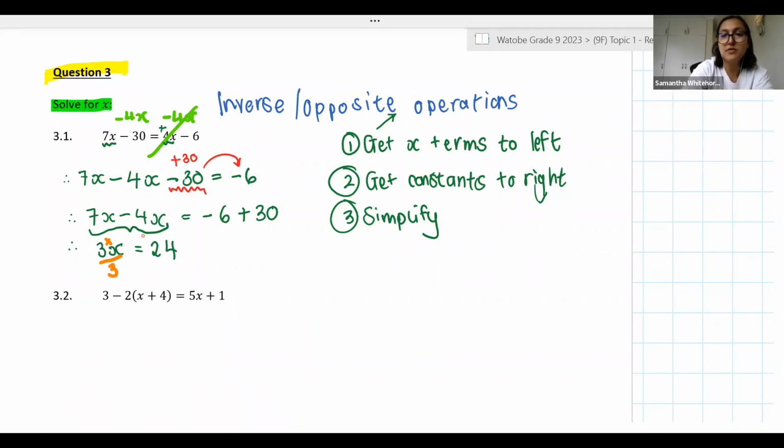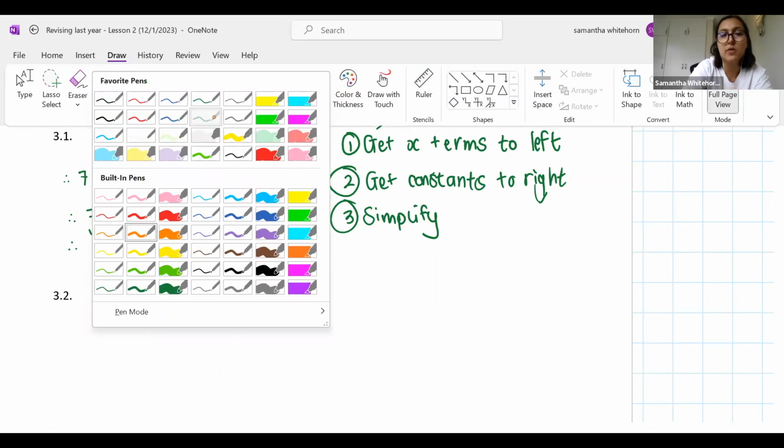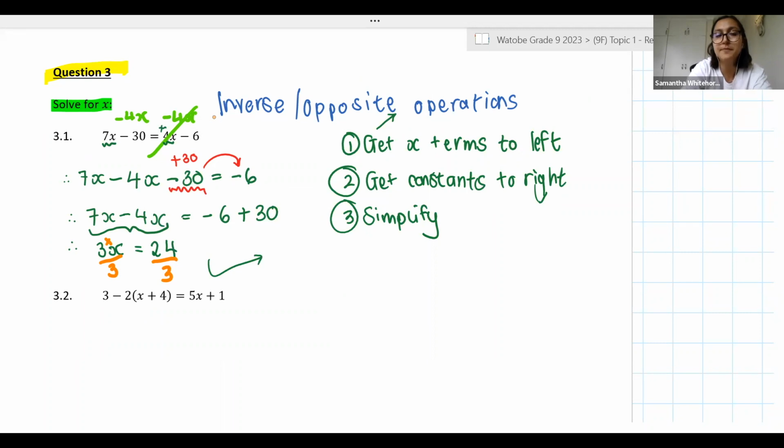But if I'm going to divide one side of my equation by 3, I also need to divide the other side of my equation by 3. I can't do it just on one side. Otherwise, if I did it on one side, I'm not keeping the equation balanced. I'm just going to carry on here.